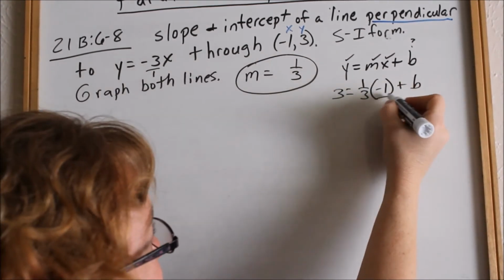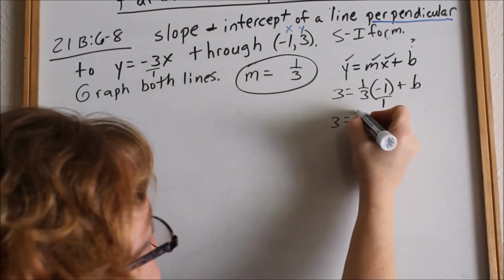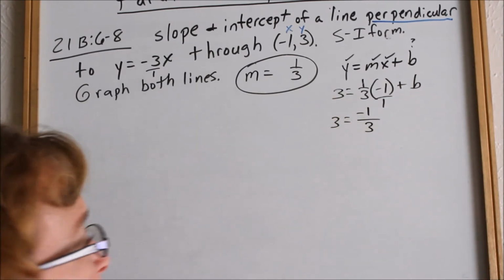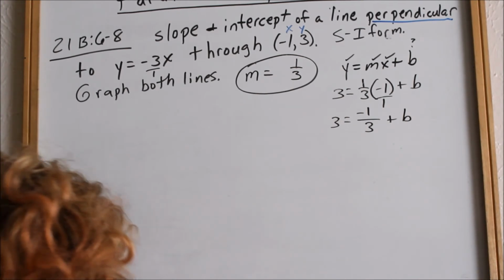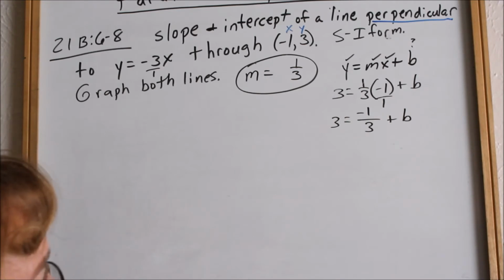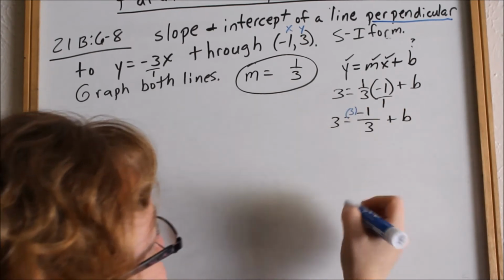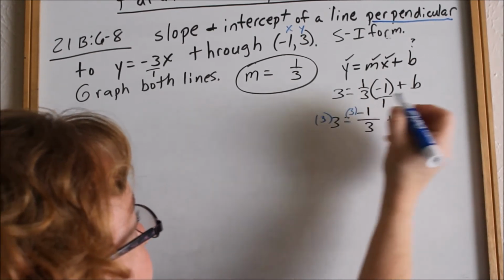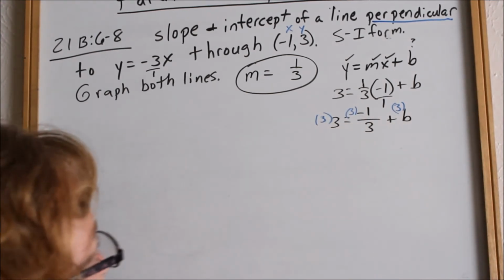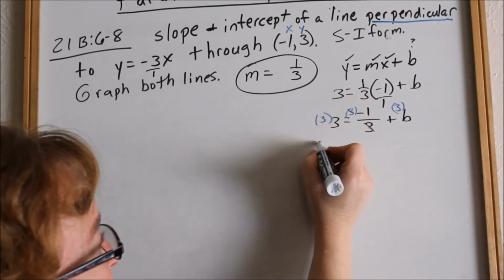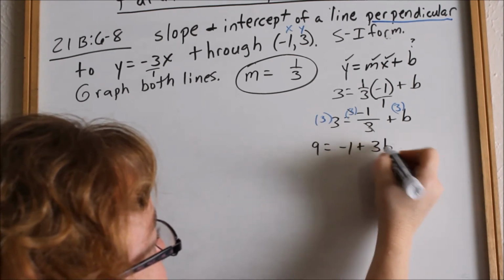I can turn any number into a fraction by putting it over 1. So then I have 3 equals 1 times -1, -1 over 3 times 1, 3, plus b. I can solve this either working with fractions or getting rid of the fractions. I usually like to get rid of fractions, so to get rid of this fraction, I need to multiply by 3. If I multiply this by 3, I have to multiply everything by 3. Don't forget to multiply your b by 3 as well. So here, my 3's cancel, so I'm left with 9 equals -1, don't lose your negative sign, plus 3b.